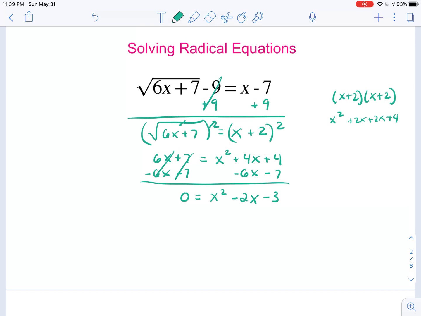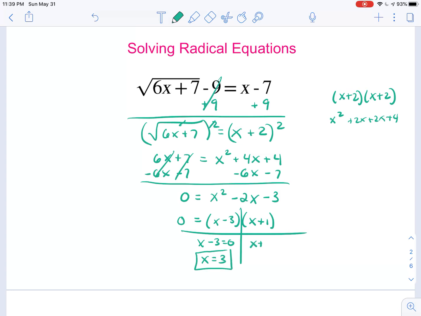So now it is a trinomial where a is equal to 1. I'm looking for two numbers that multiply to negative 3 and add to negative 2. That is x minus 3, x plus 1. Each factor is equal to 0, so that leaves me with x equal to 3 and x equal to -1.